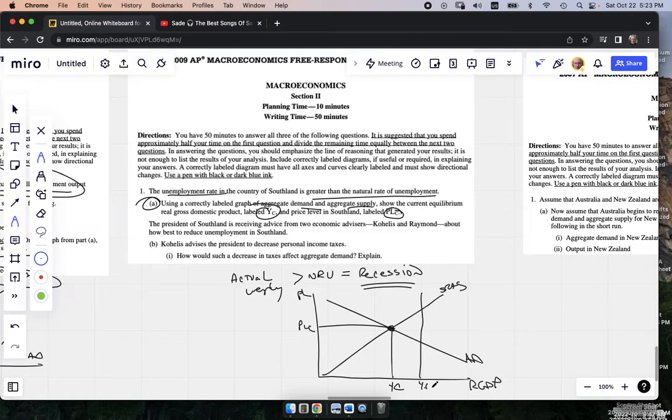So I'm just going to draw this in because it makes me happy. Now I know clearly that I'm in a recession because it's to the left of your long-run aggregate supply curve. And the president is receiving advice from Cogeles and Raymond about how to reduce unemployment. Cogeles advises the president to decrease personal income taxes. Well, taxes go down. I know that makes consumption go up. People have more money to spend because they're not giving it to the government. Consumption goes up, aggregate demand goes up, price level goes up, real GDP goes up, output goes up, and I know unemployment would go down.